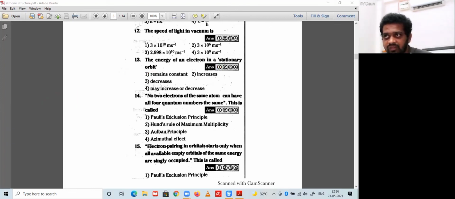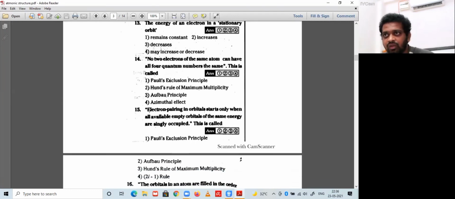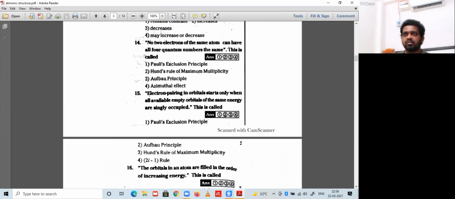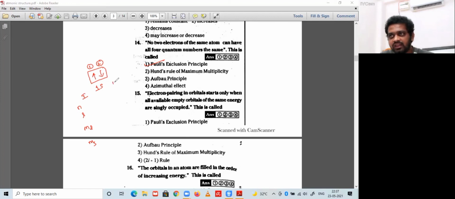This is the main postulate in the Bohr's atomic model. No two electrons of the same atom can have all four quantum numbers the same. What is this rule called? Pauli's exclusion principle. According to this principle, no two electrons present in the atom will have all four quantum numbers the same. See, suppose you have taken the 1s orbital, this is the first electron and this is the second electron. N, L, Ml and Ms values I am writing for the first electron as well as the second electron.